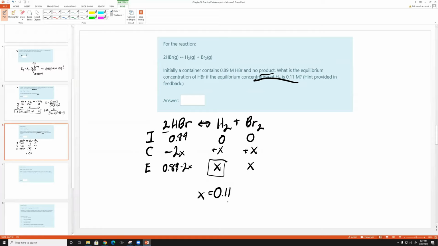You can figure out the equilibrium constant. You can figure out the equilibrium concentrations for everything else, etc. So that's what it's asking you to do. But it's asking what is the equilibrium concentration for HBr, which we can take this 0.11 for x and put into here. So it would be 0.89 minus 2x, which is 0.22, which is 0.67 molar. So that's how you would solve for that one.